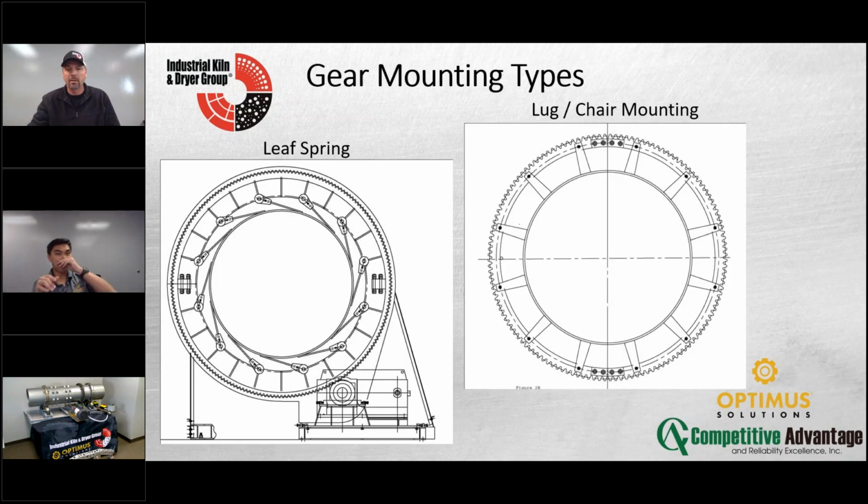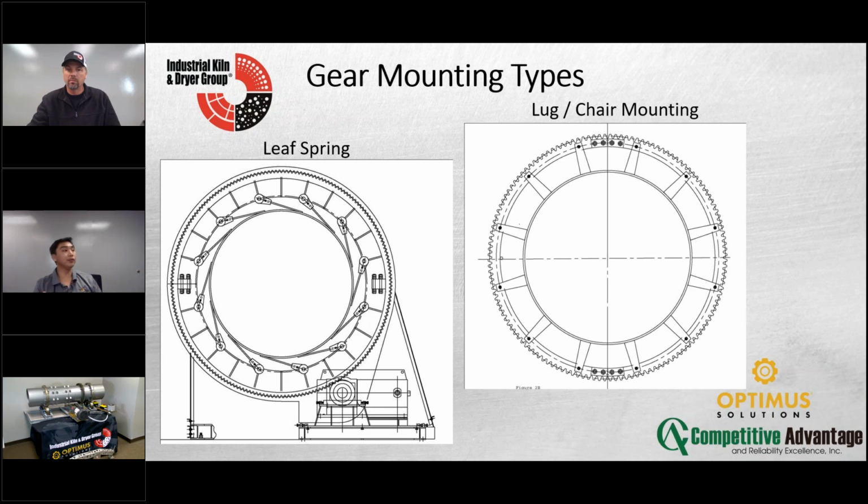You have lots of different types of gear mounting systems. So you have something on the left that we see is a leaf spring type of mechanism, or a lug and chair mounting system. Again, guys, we have a lot of material to cover. I mean, this is just gears. We have gears, pinions, trunnions, tires, et cetera, et cetera. The point I want to make here is leaf spring is for high temperature, and then lug and chair typically is for low temperature. I want to qualify that with high and low temperature.